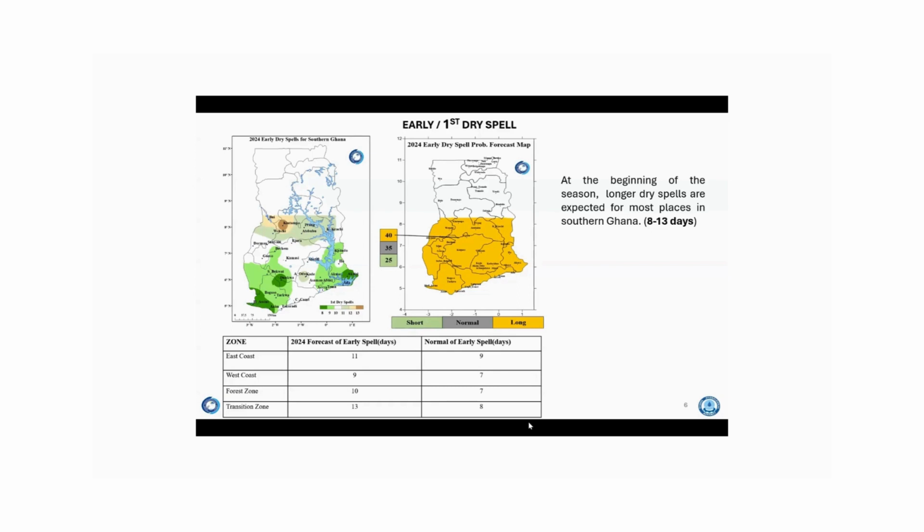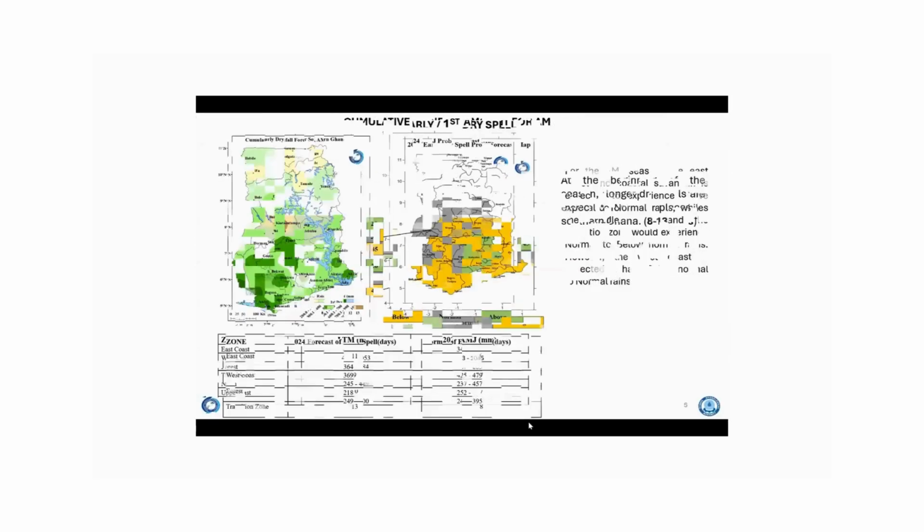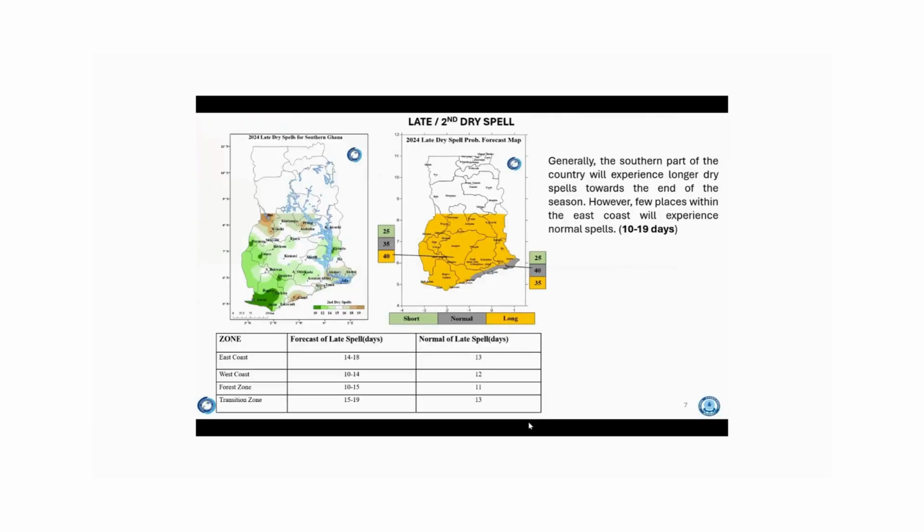The second dry spell, as I said, we are expecting a longer dry spell for the rest of the southern zone. And then by the East Coast, we are expecting a normal dry spell. The normal dry spell for East Coast is 13 days, yet we're expecting 14 to 18 days. For the West Coast, 12 days, we're expecting 10 to 14 days. The forest zone, 11 days, we're expecting 10 to 15 days. And the transition zone, 13 days, we're expecting 15 to 19 days.